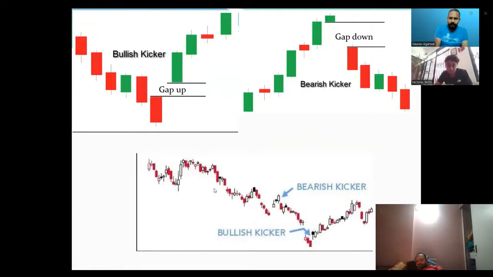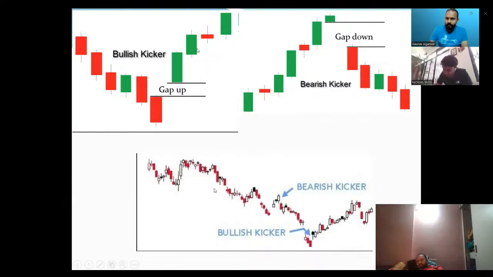So next pattern is bullish and bearish kicker. Have you heard about this pattern? No, this one I have not heard about it. Bullish kicker. Yeah, I haven't heard about that. So bullish kicker is basically a 2 candle pattern, right? These 2 candles.